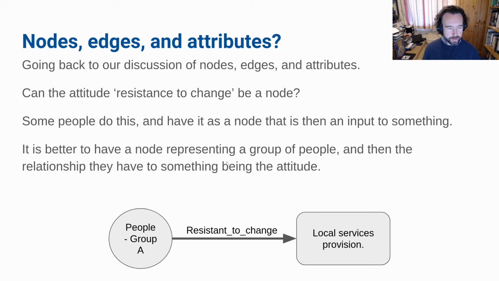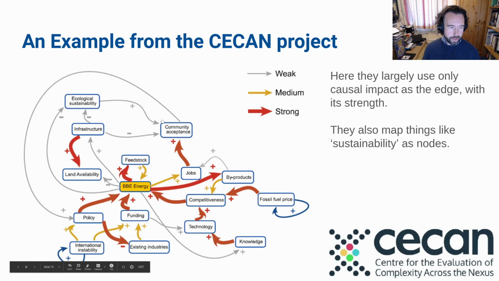It might be better to represent a group of people and then their relationship to something being the attitude. So how I would choose to do this is have a group of people, group A, with resistance to change of a local service provision, which I think works a little bit better than having a node, because this doesn't really give you much option to unpick what this actually is. So is it a particular group of people? What's their acceptance of, etc., etc. It's just worth bearing in mind. It's not necessarily that this is wrong or anything. It's just perhaps not how I would prefer to do it myself.